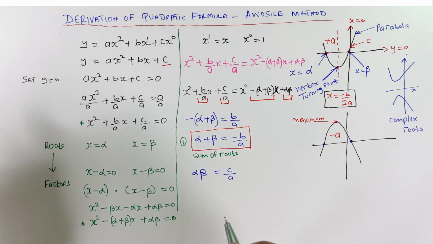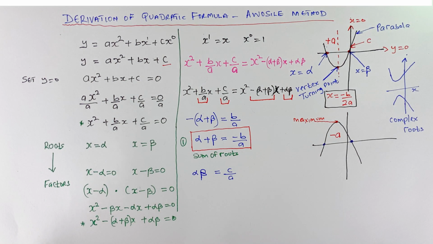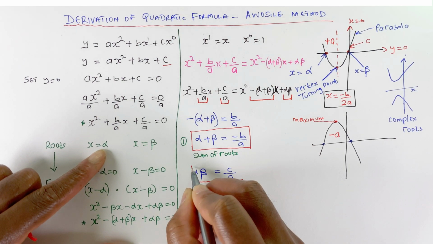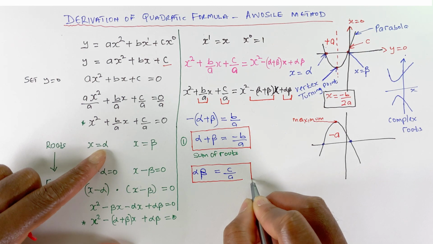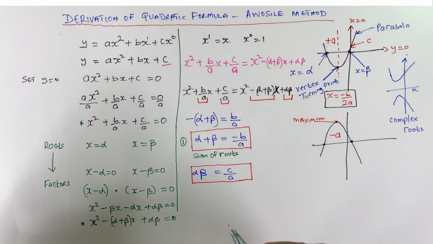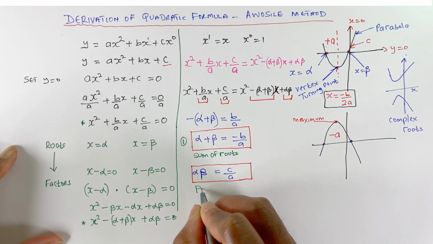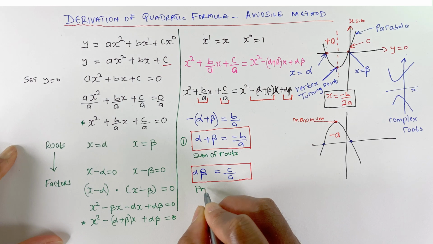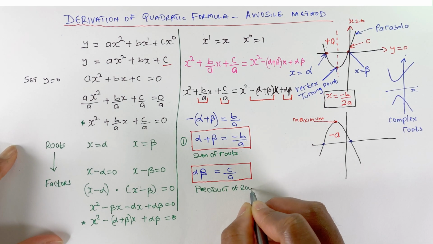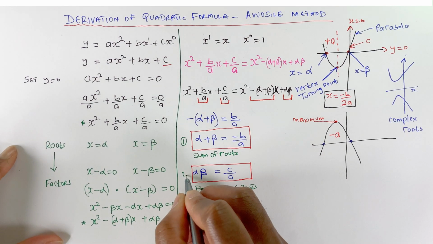So this one is called product of roots. So we're going to be using that as well. It's the second thing we're going to be using, called product of roots. So let's call it number 2.